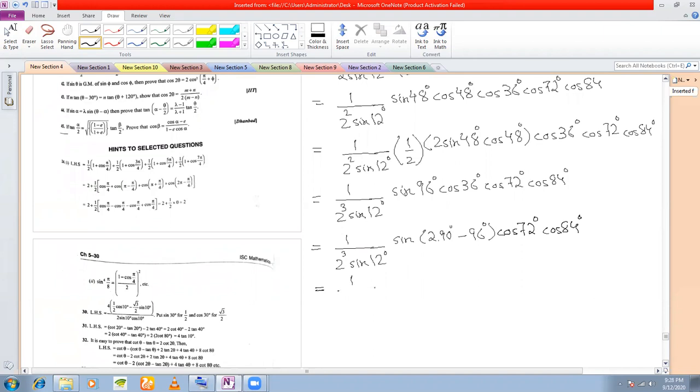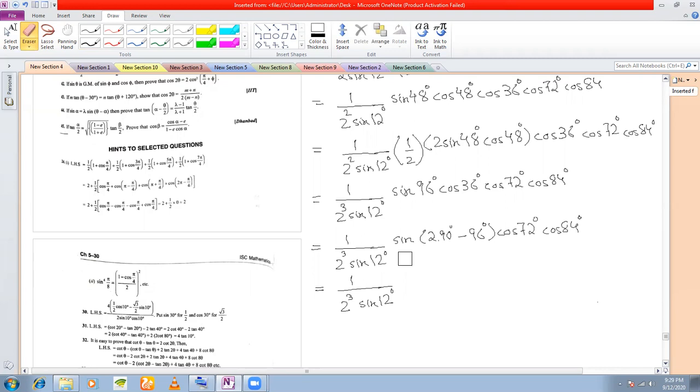How is it in the second quadrant? 180 minus some angle is second quadrant. 2 into 90 is 180, so 96 is between 90 and 180. 2 into 90 minus 96 means two right angle rotation, so it is the second quadrant.